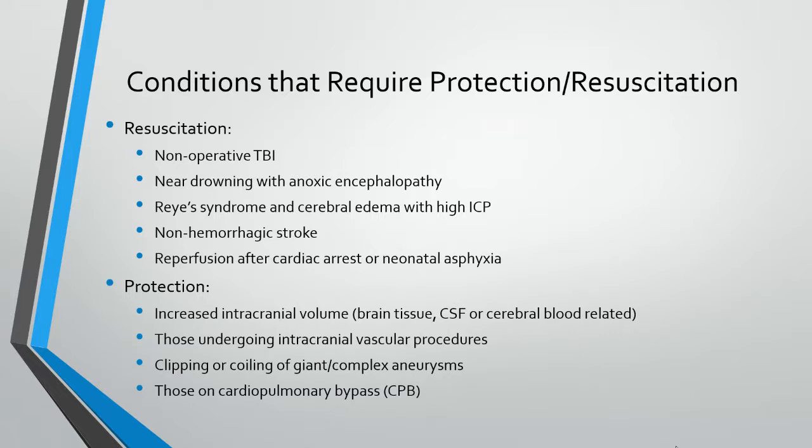Protection, so surgeries that we perform, we want to make sure that we're protecting the brain as much as possible. So anything that causes increased ICP, whether that be from a tumor, so you have increased brain tissue, if you have hydrocephalus, you have increased CSF, or if you've had some sort of brain injury or stroke where you have a significant amount of blood in the brain, you want to try and protect against this. Anybody undergoing any sort of intracranial procedures, whether they have an ESM or they're having a tumor resection, you want to make sure that you're protecting the brain.